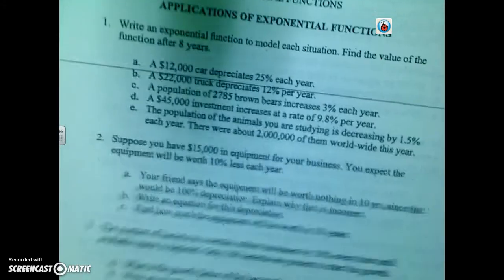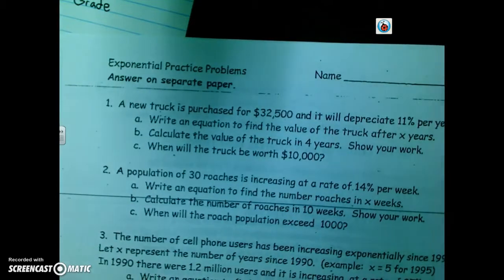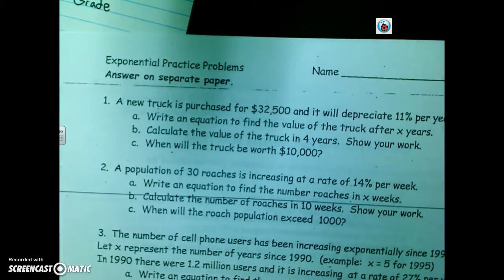All right, good. So if we flip the page over here to the back, we'll be looking at this exponential practice problem. This is a separate piece of paper. We'll do that for space purposes.